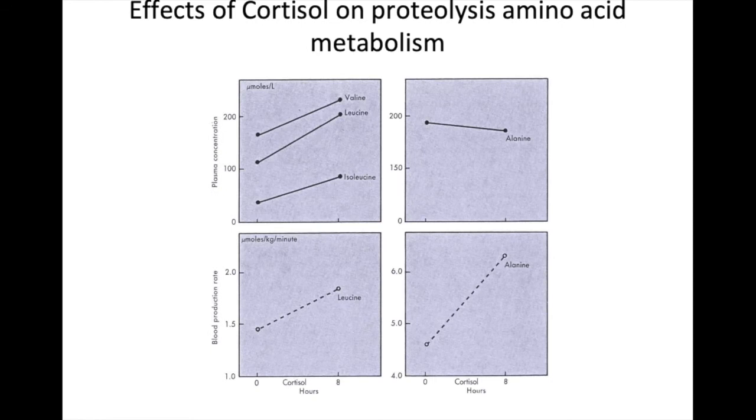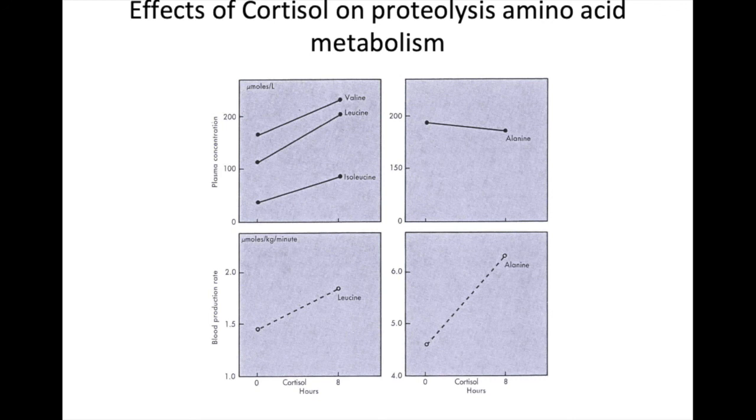We can see what it does to protein turnover here. So as you inject cortisol over 0 to 8 hours on the x-axis, you can see plasma concentration of different amino acids. And you'll notice that over time, the concentrations of isoleucine, leucine, and valine all increase. Alanine, however, does not. But that's because the liver is now consuming alanine and creating glucose from it.